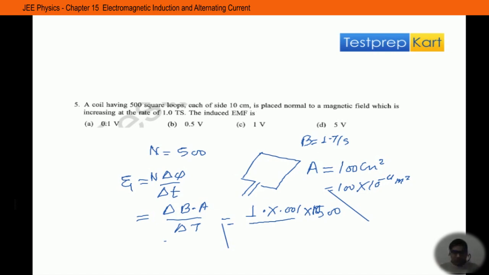This is 0.001 multiplied by 500, okay, to 1. So it is, okay, this is 0.01. Here I am committing a mistake because it was 10 to power minus 4. So 0.01 multiplied by 5. So correct answer is 5 volt.